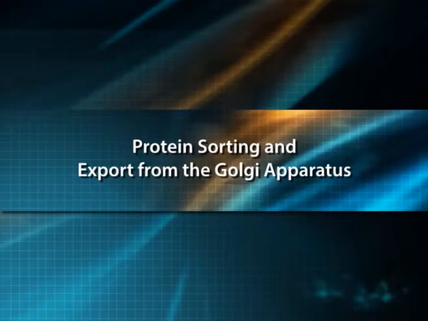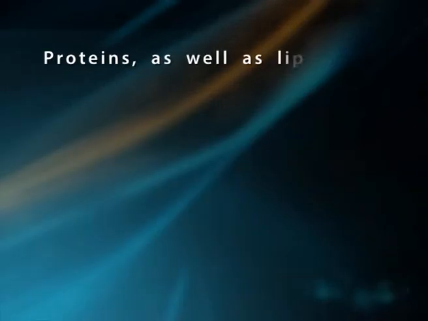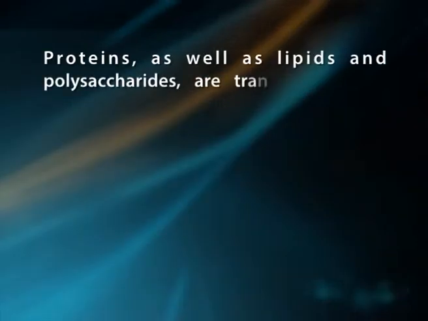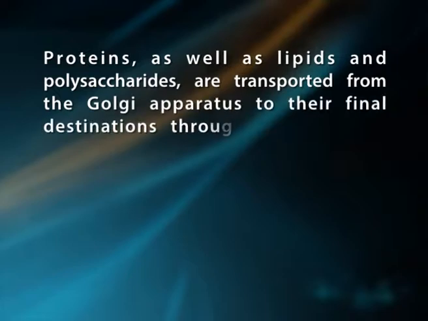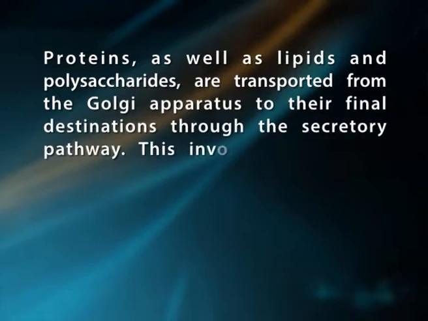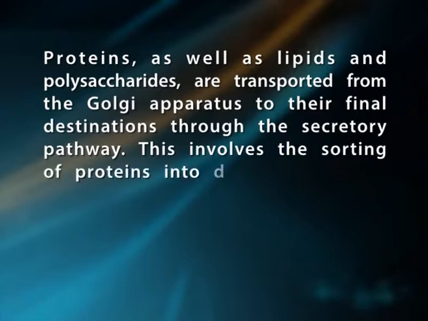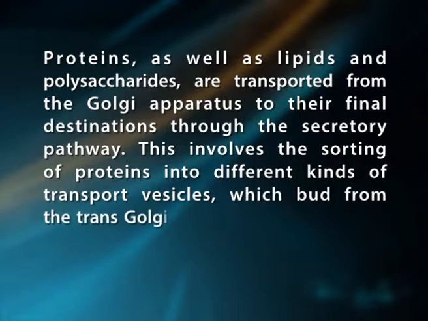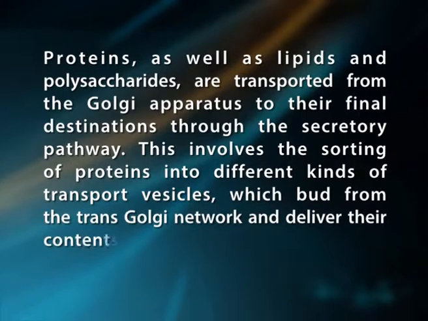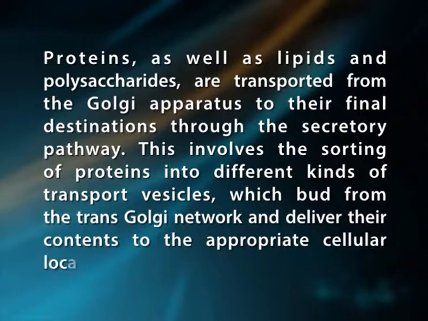Protein sorting and export from the Golgi apparatus. Proteins as well as lipids and polysaccharides are transported from the Golgi apparatus to their final destinations through the secretory pathway. This involves the sorting of proteins into different kinds of transport vesicles which bud from the trans-Golgi network and deliver their contents to the appropriate cellular locations.